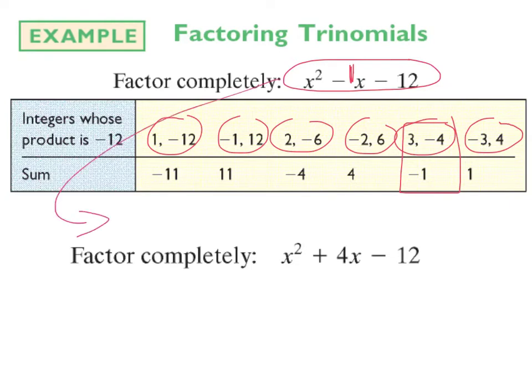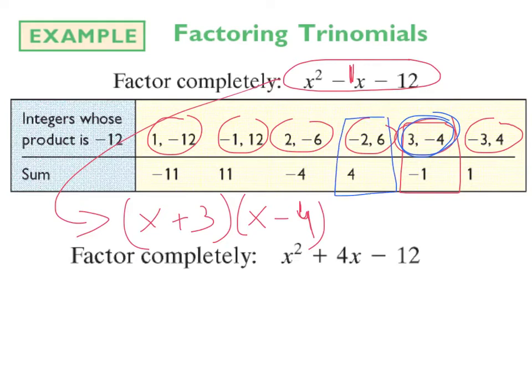And therefore, this is going to be x plus 3 times x minus 4, by using these values here, because 3 times negative 4 is negative 12, and when we add 3 with negative 4, we get negative 1. Now the same thing for the second one. We multiply them, we get negative 12, and we add them up, we get 4. So we can use negative 2 and 6. Now it's going to be x minus 2 times x plus 6.